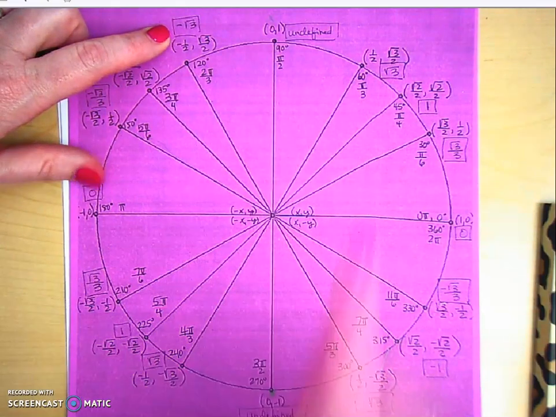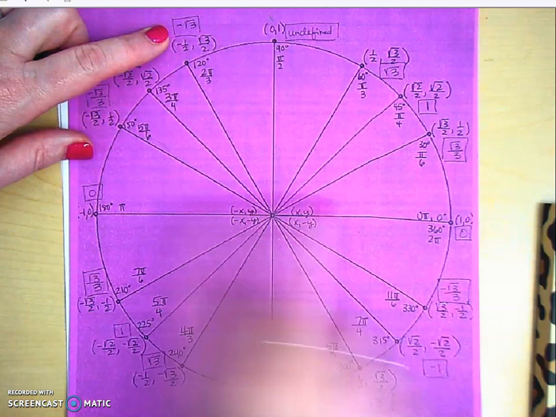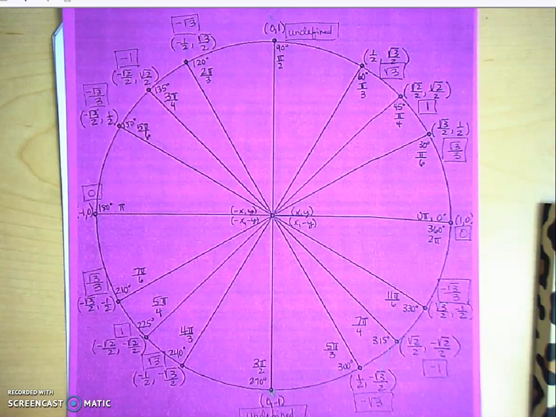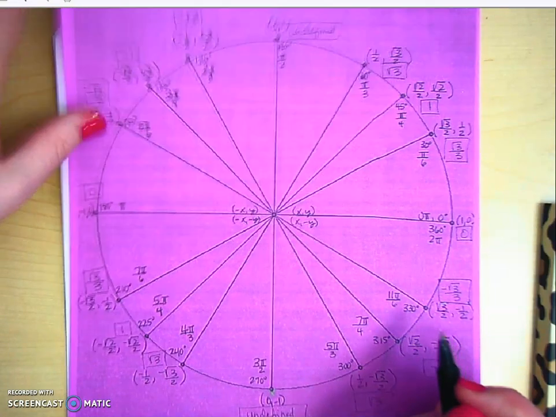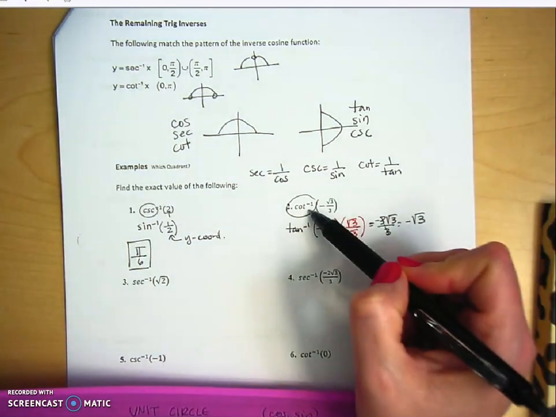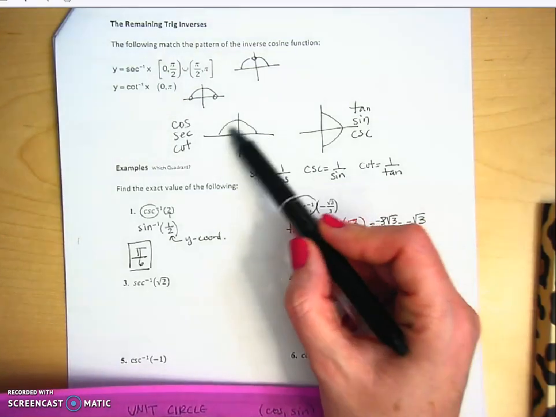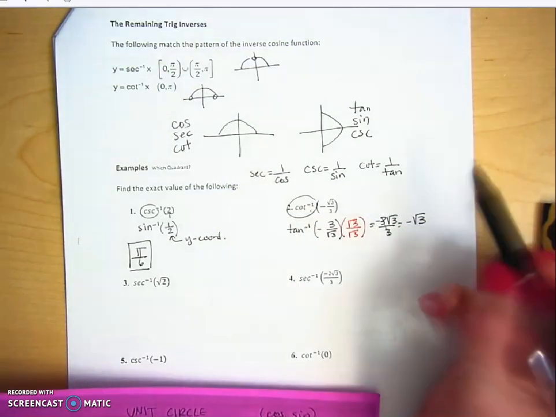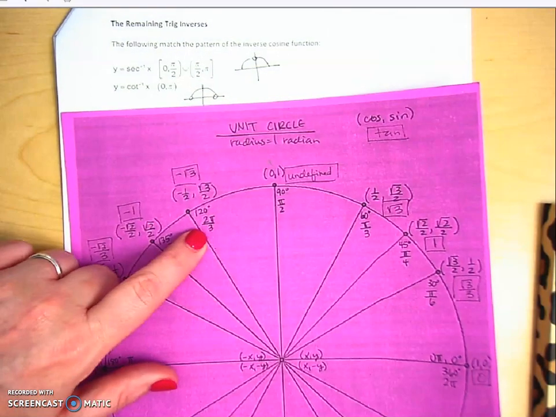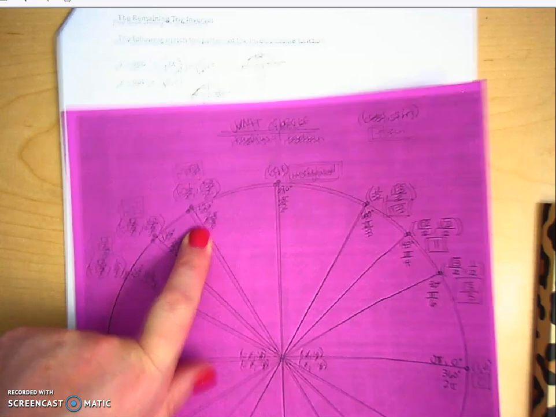However, cotangent domain restriction is these two quadrants, which would mean choosing this answer. So how do we know which one we need? Well, we look at the original problem. The original problem was cotangent. So this is the domain restriction that we're going to default to. So cotangent is the first and second quadrants, which means our tangent negative rad 3 angle that we're going to be answering is 2 pi over 3.